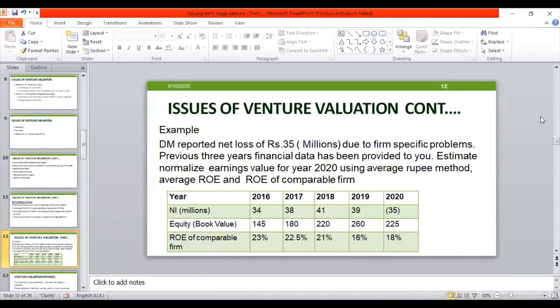Due to firm specific problems, the previous 4 years of financial statements have been provided to you. It's not 3 years, it is 4 years of financial statements that have been given to you. Estimate the normalized earning value for year 2020 using the average rupee method, average return on equity, and return on equity of comparable firms.